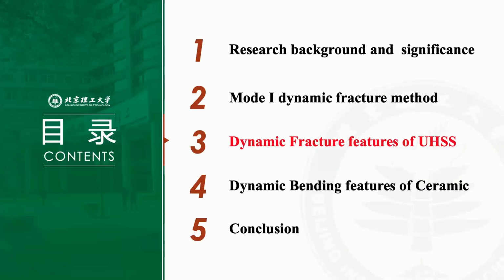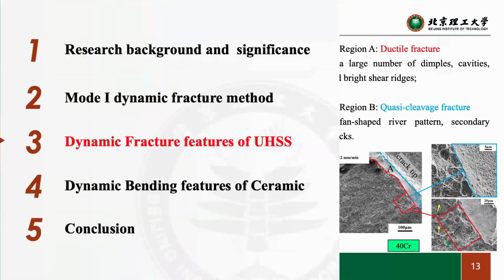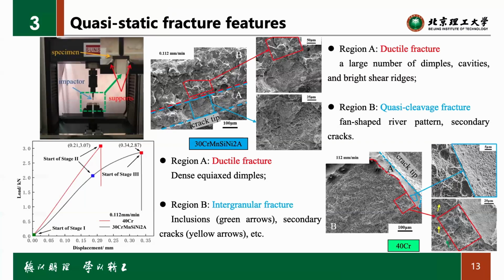Okay, this is the Model I dynamic fracture method. I will introduce the dynamic fracture features of the two steels. To compare the loading rate effects on the dynamic fracture toughness, we tested the quasi-static fracture. And so this is the fracture morphology of the 13CR. And there are two regions.